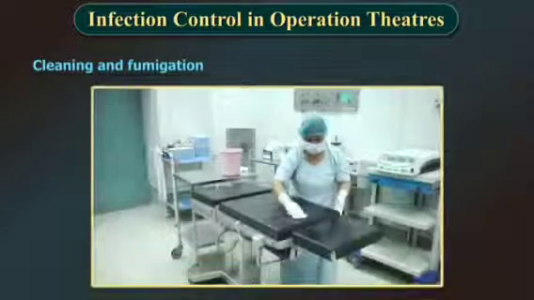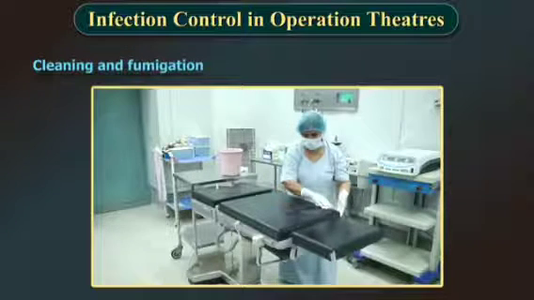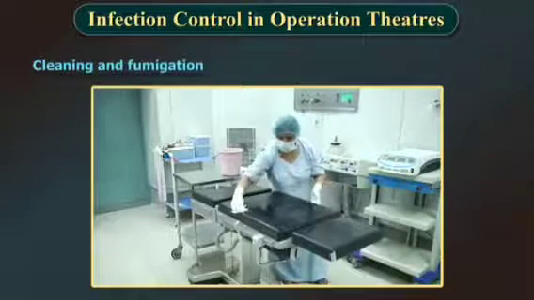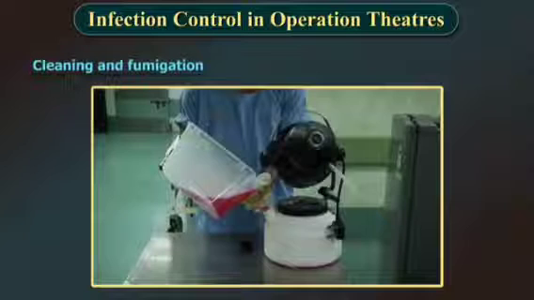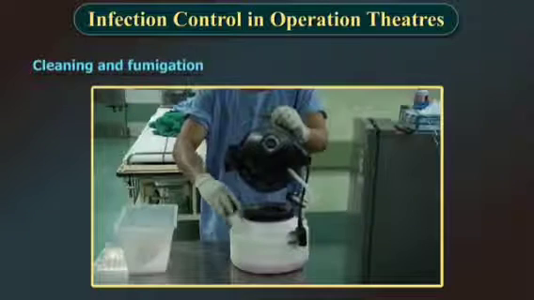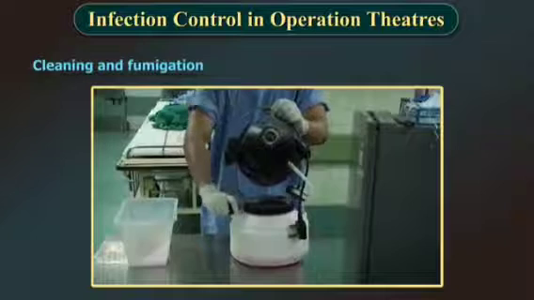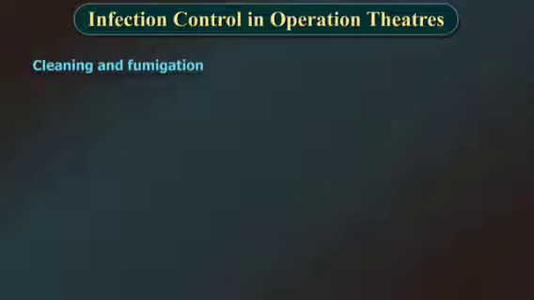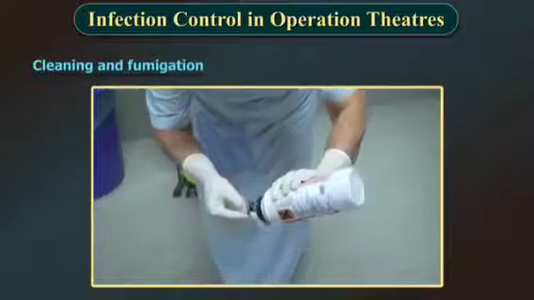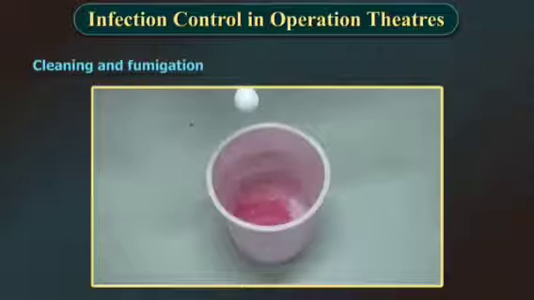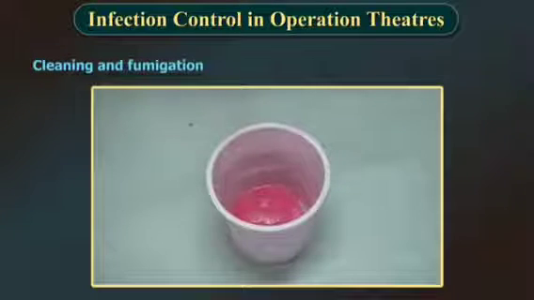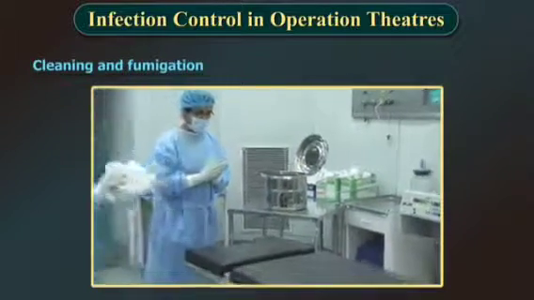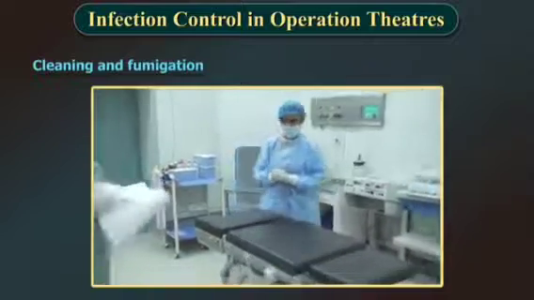Cleaning and fumigation. Cleaning of operation theatre should follow guidelines mentioned for patient care areas. Dedicated staff should be supervised for cleaning activities. They should wear appropriate PPE while cleaning. A high-level disinfectant is diluted as per manufacturer's recommendation. It is used for cleaning and disinfection of surfaces, for example, the OT tables.